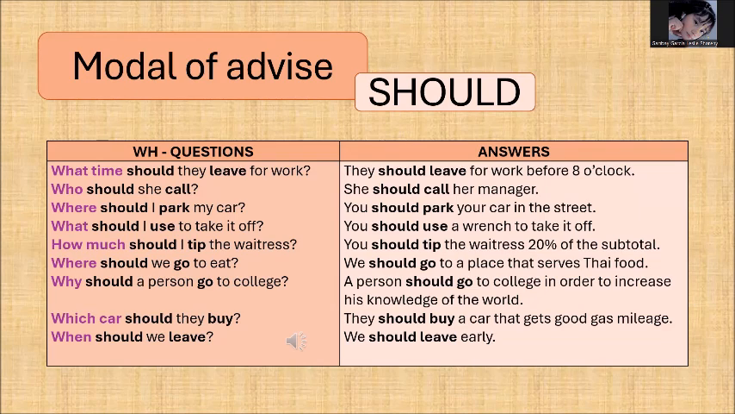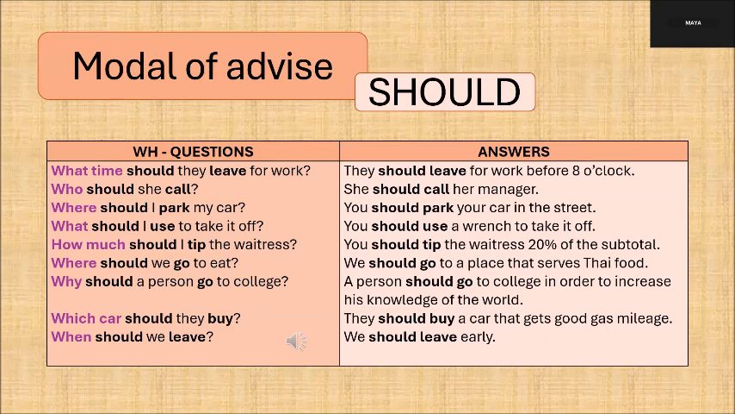What should I use to take it off? You should use a wrench to take it off. How much should I tip the waitress? You should tip the waitress 20% of the subtotal. Where should we go to eat? We should go to a place that serves Thai food.